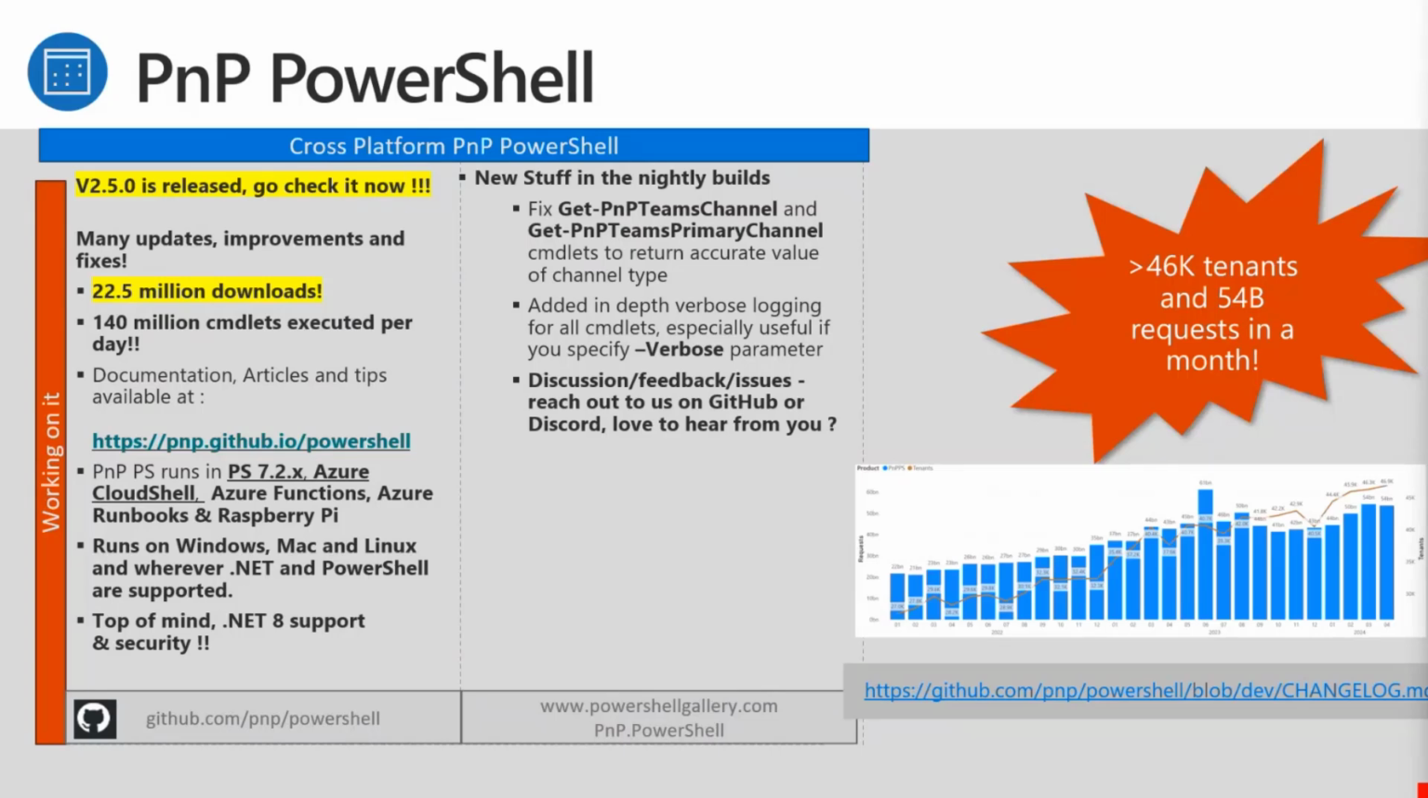We have also been working quite a lot after we released that. So what we did was we improved the PnP Teams channel and the PnP Teams primary channel commands to accurately reflect the channel type that is returned. What used to happen was sometimes there are quite a few channels which are shared channels, and that value was not getting correctly reflected. So we fixed that.